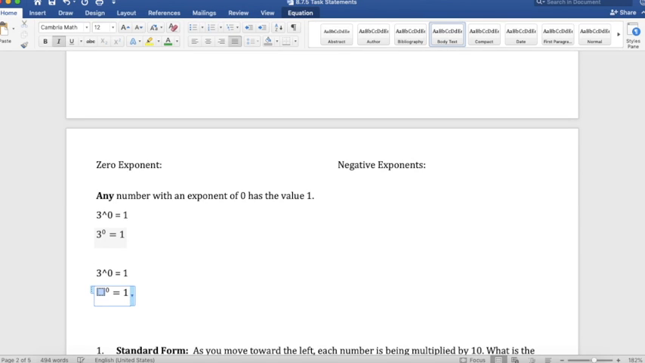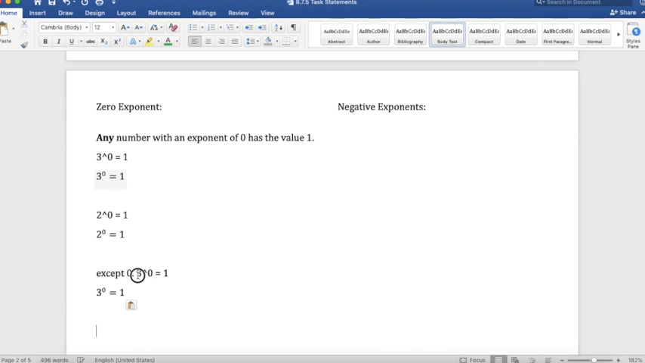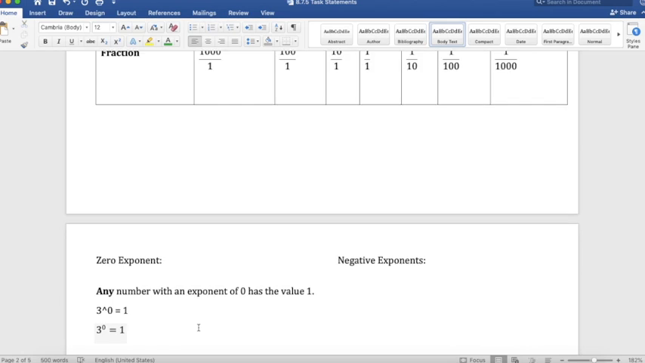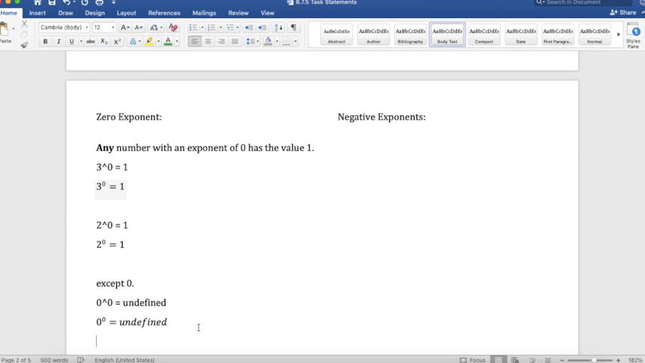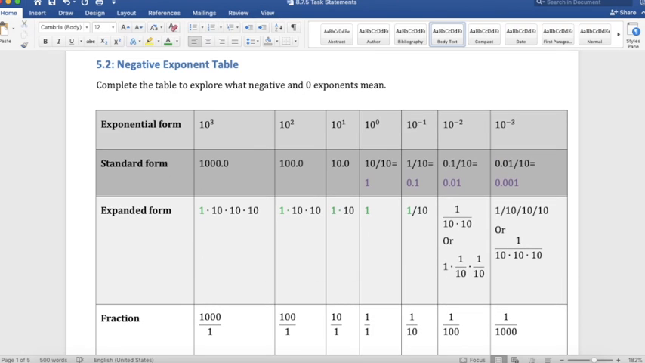There's only one number that doesn't work. And that number is in fact 0. So I'll just real quick say 0 to the 0 power is undefined, like a vertical line slope. We're not going to talk about that really, because it doesn't really matter. It's just, you can't do it. It doesn't make sense. Okay. So any number with an exponent of 0 has the value of 1.